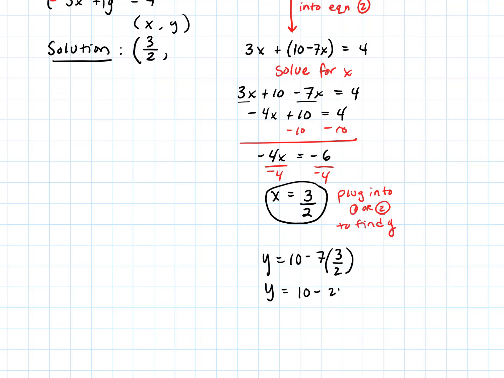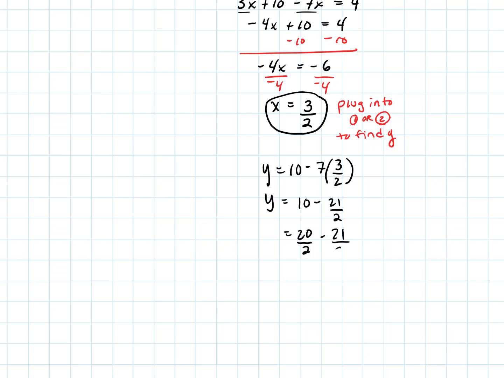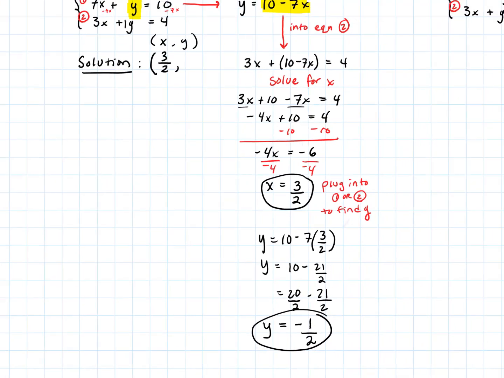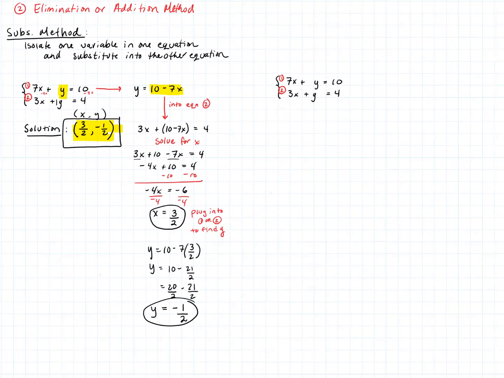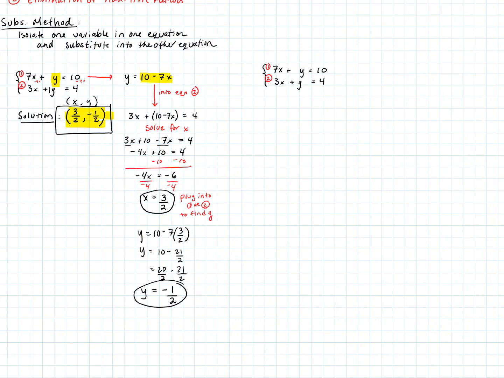10 minus 21 halves, and 10 is 20 over 2 minus 21 over 2. And so y has got to be -1 over 2, just doing some common denominators there. So y has to be -1/2. So I can go back here and say y has to be -1/2. And that is my answer. So my solution is the ordered pair 3/2 and -1/2. So that is solving this system of equations using the substitution method.